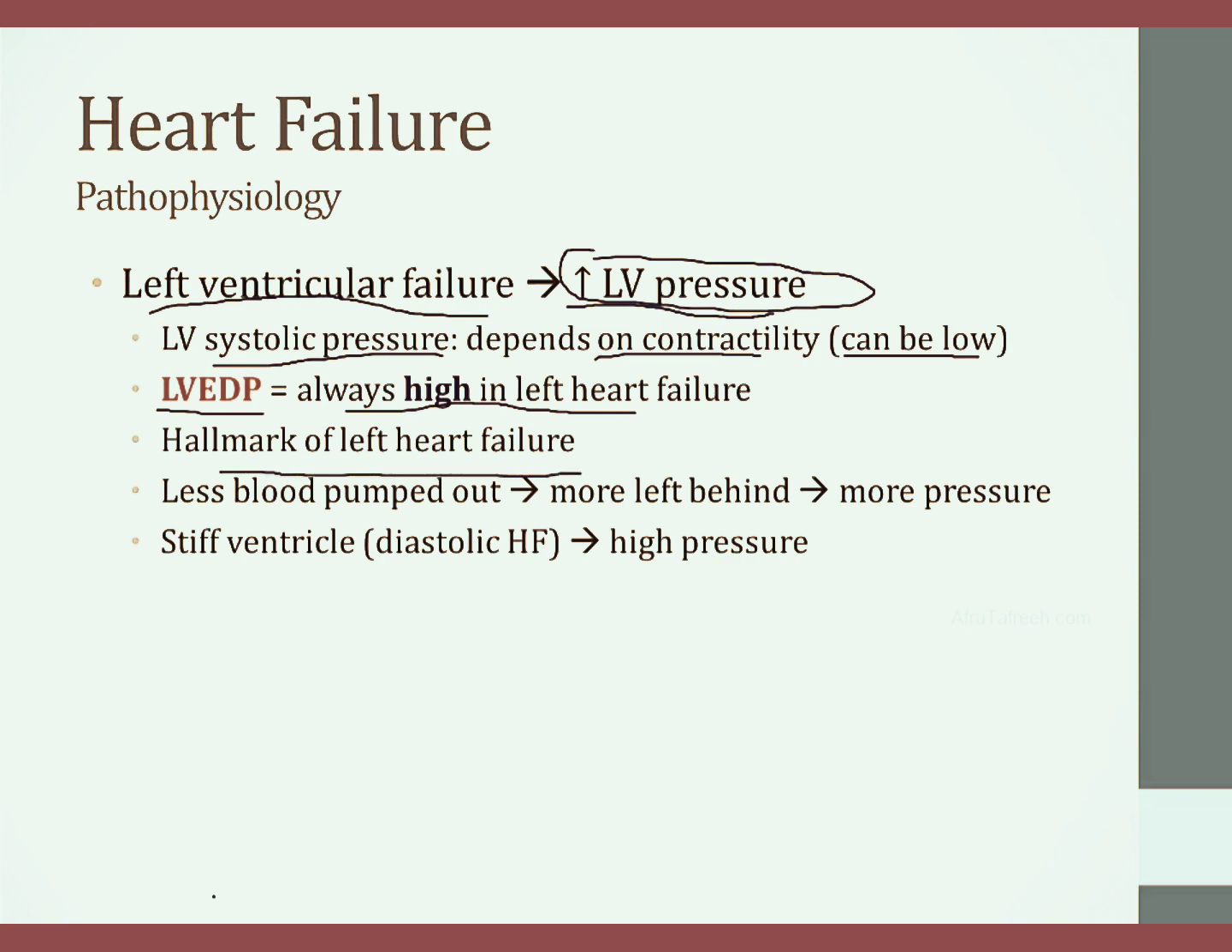Remember from Wigger's diagram that the pressure in the left ventricle goes from a low value of about 10 or so up to a peak of about 120 or so and then back down to 10. This peak of 120 depends on the contractility of the ventricle, and in some forms of heart failure, it can become low. However, this end diastolic pressure, this low pressure inside the left ventricle, always rises in all forms of heart failure. In fact, it can go from a normal value of 10 up to as high as 30 or 40 or even 50 millimeters of mercury.